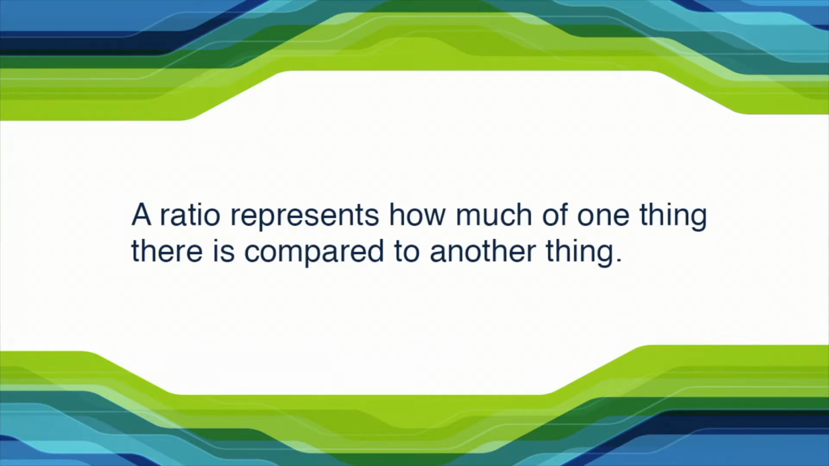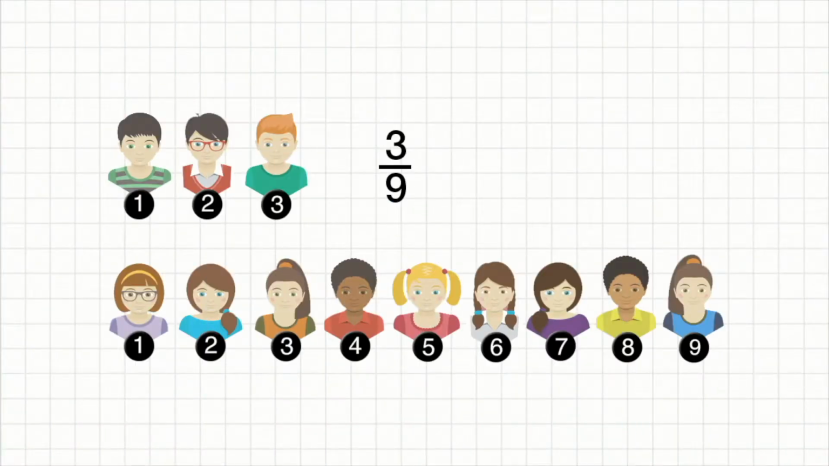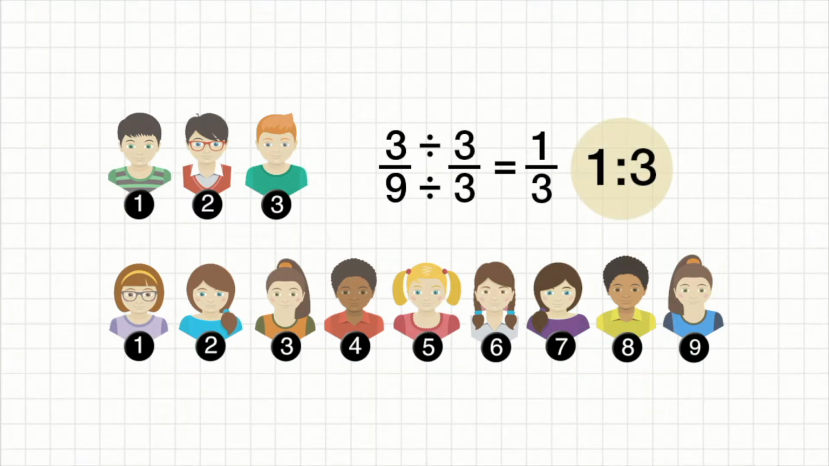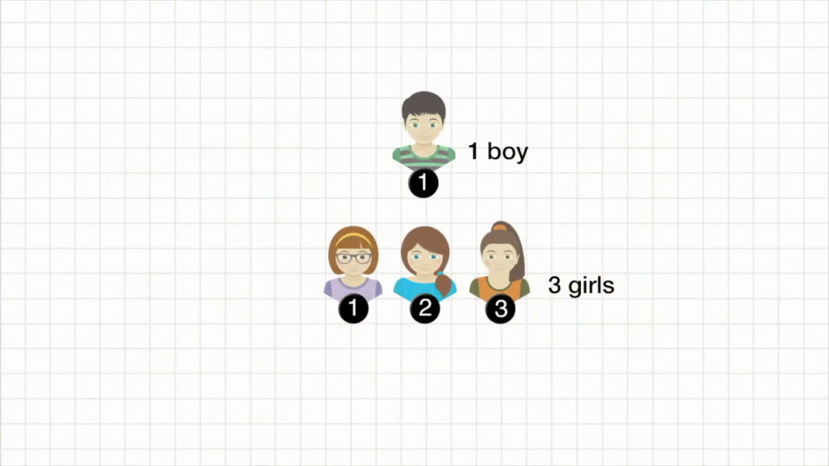We can also simplify ratios. In this case, if we divide both numbers by 3, the ratio is 1:3. That is, there is 1 boy for every 3 girls in the class, or 1:3.